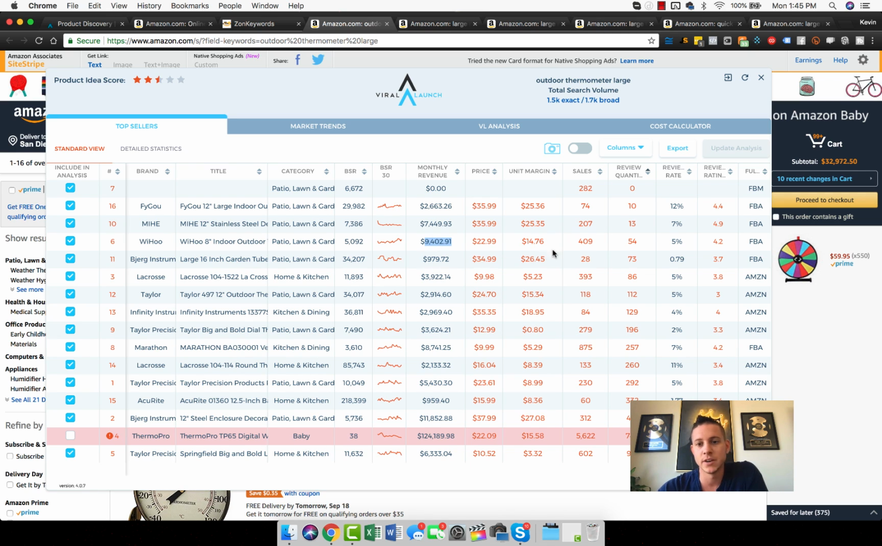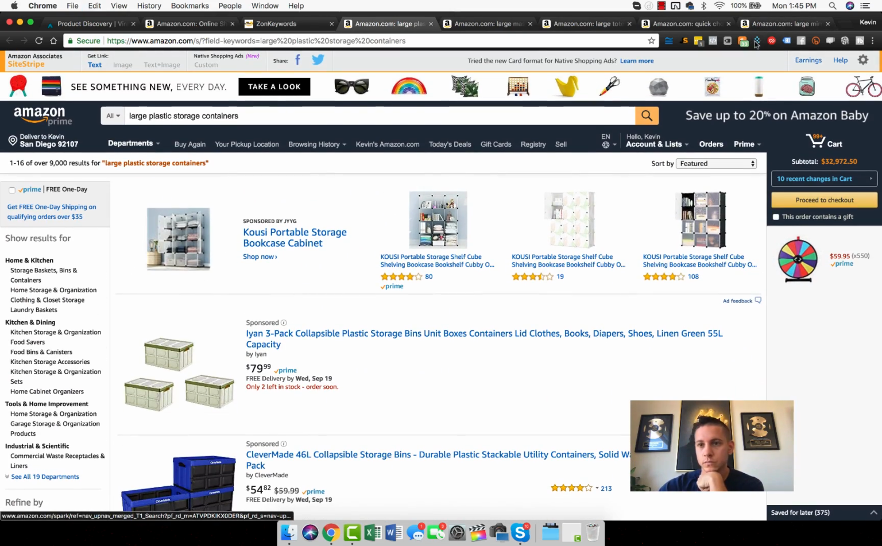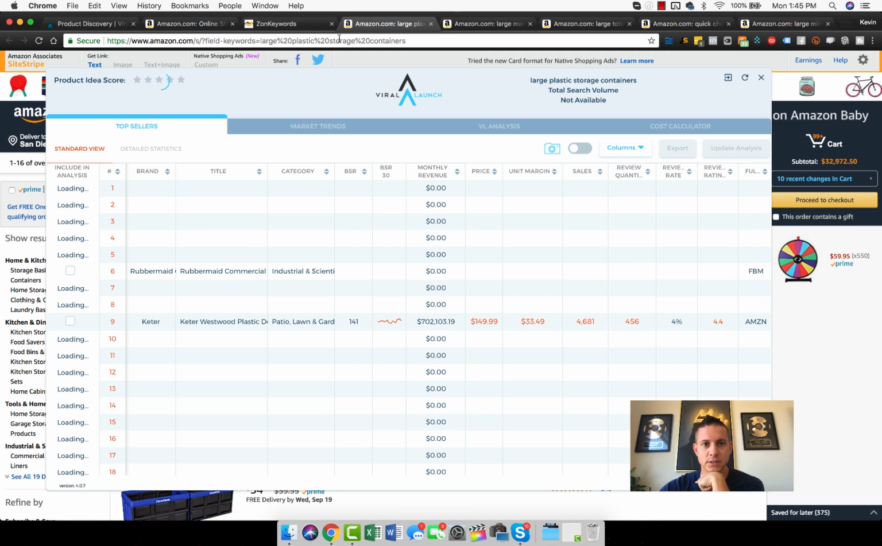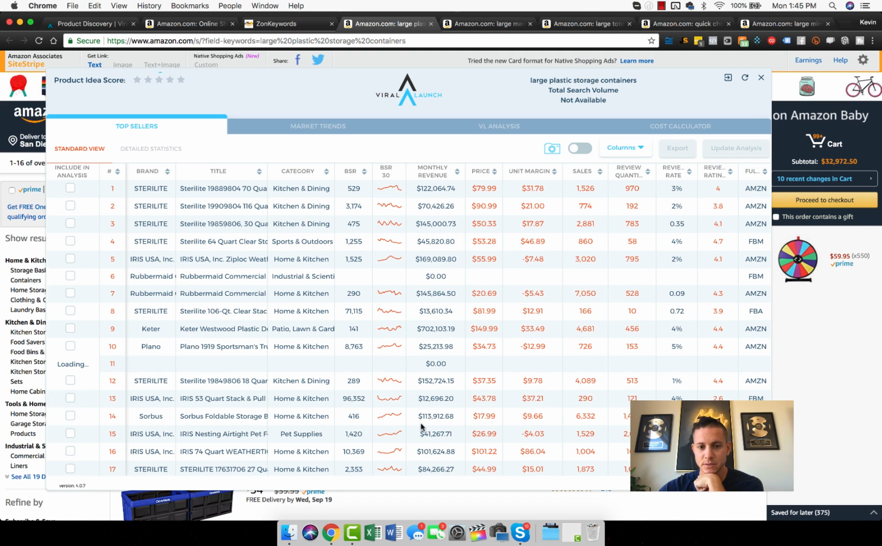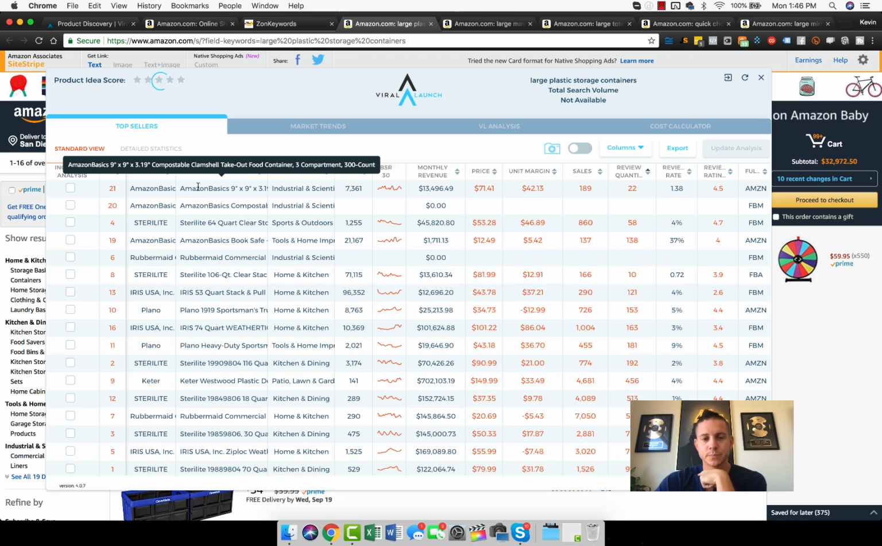$9,400 a month, almost 10 grand a month with only 54 reviews. It's pretty good. All right, so let's look at the next one. So this one is large plastic storage containers. So we see that there's absolutely insane numbers for all of these, probably too high. And there's one guy right here. It's Amazon Basics. So obviously this is a huge category.